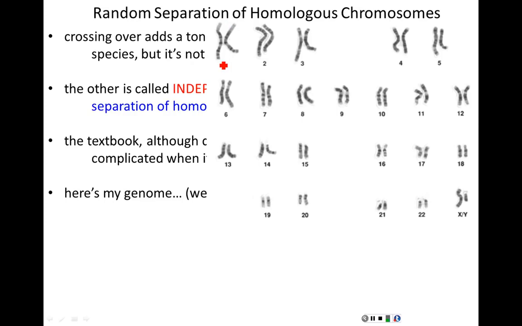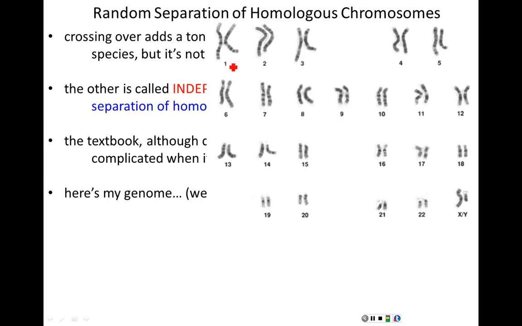In my genome, I have 2 homologous chromosomes for each homologous pair. I have 1 chromosome 1 from my dad and 1 chromosome 1 from my mom, 1 chromosome 2 from dad and 1 chromosome 2 from mom. We've been through this a number of times.